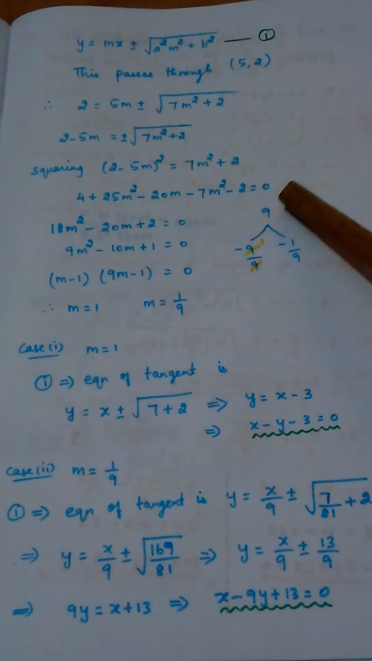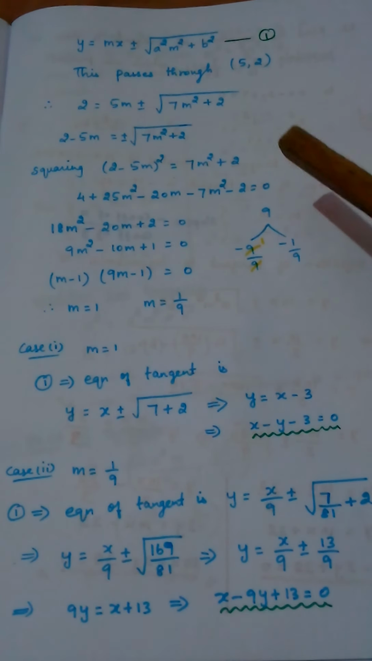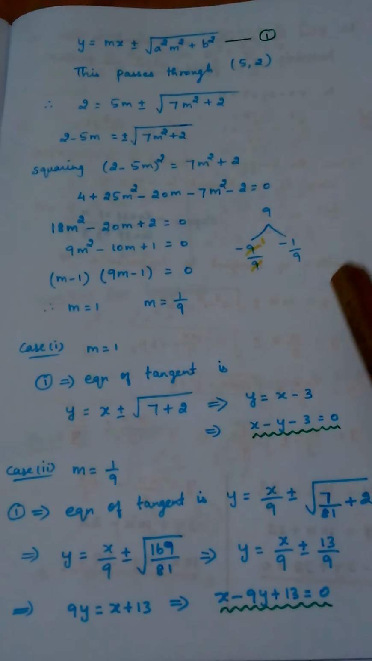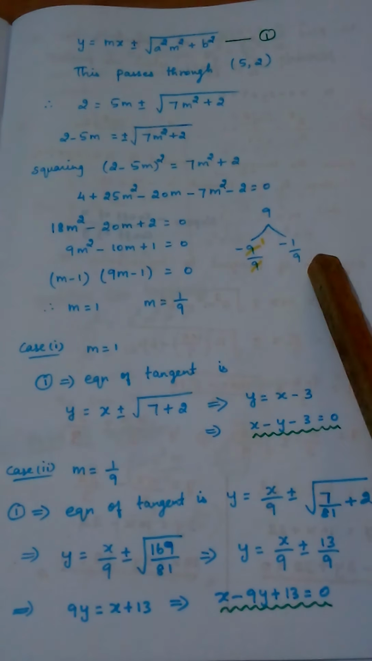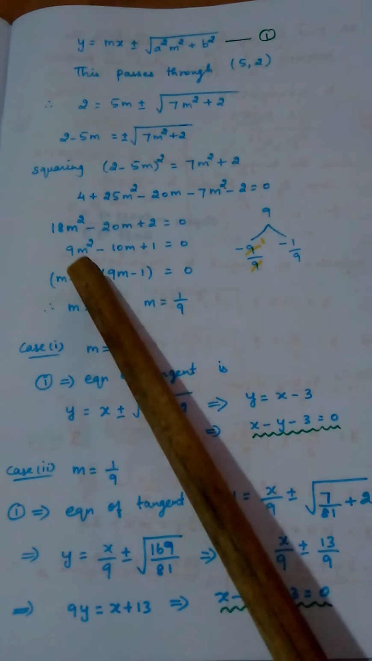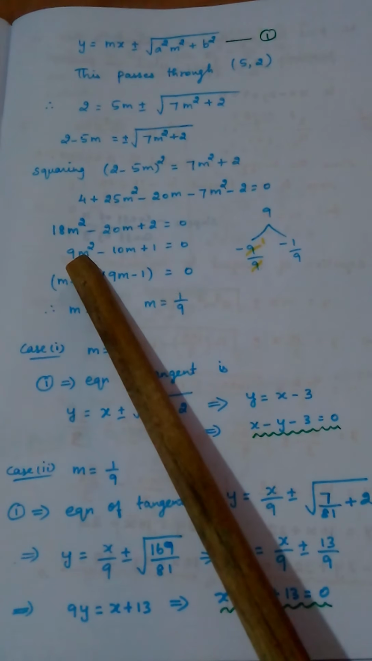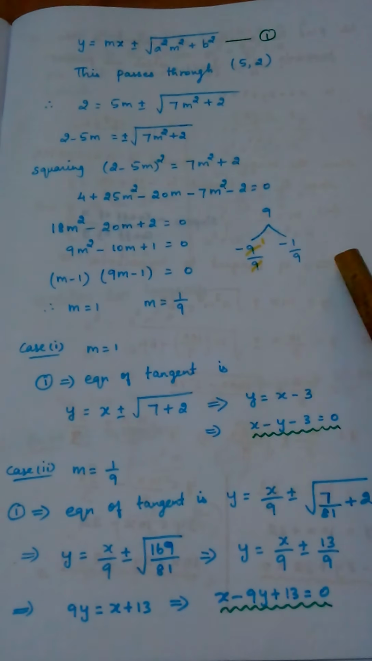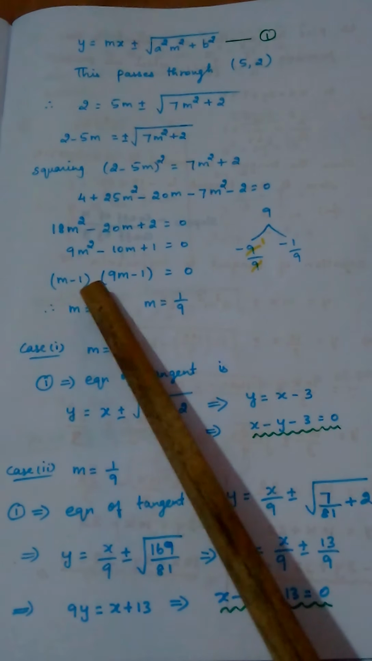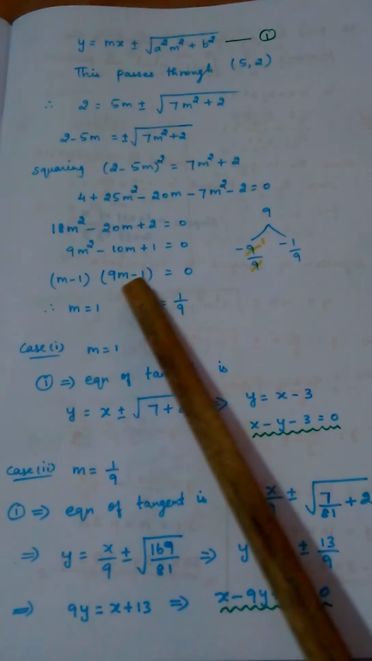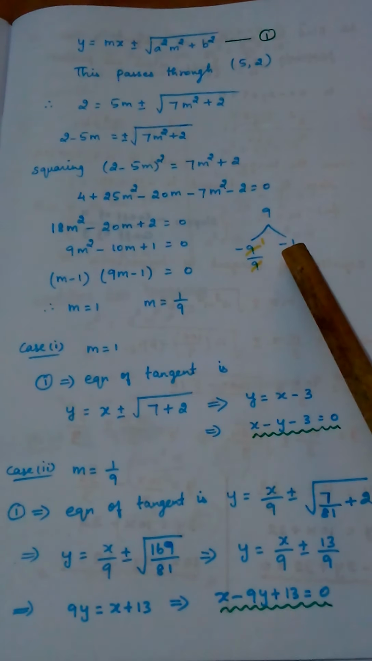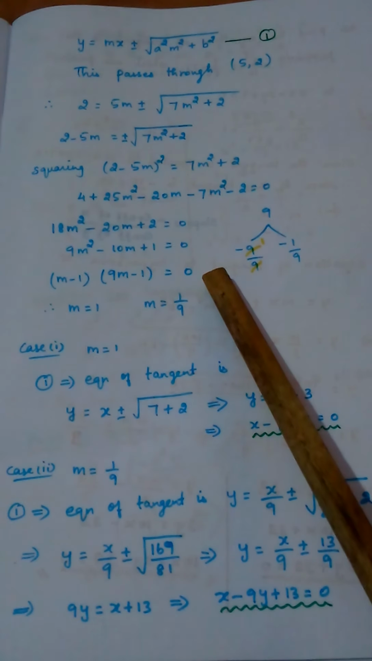You know very well how to factorize, I need not explain these things because you would have learned this from 8th standard itself. Why am I dividing these two numbers by 9? Because the coefficient of m square is 9. So I should divide the two numbers by 9. 9 and 9 get cancelled, becomes 1. So I can write this as m minus 1 into 9m minus 1 equal to 0.